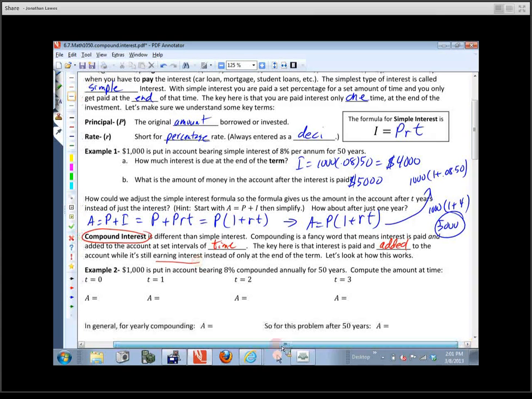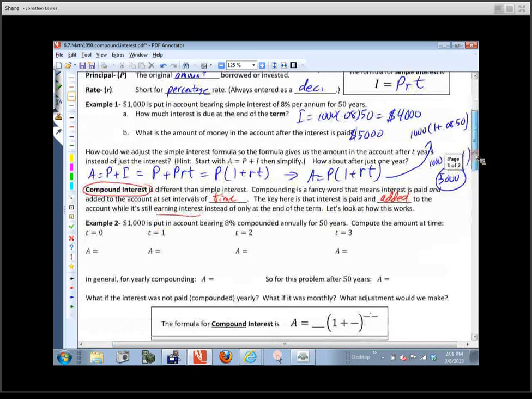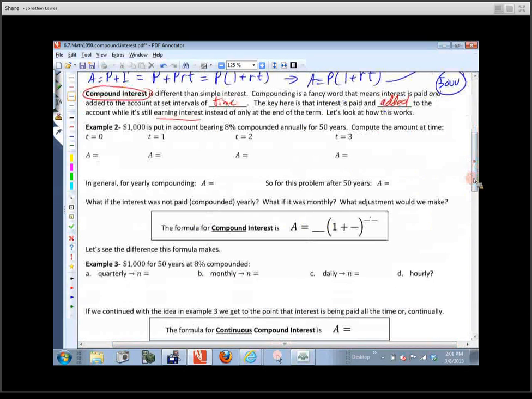So let's take a look at this next example here. You'll want to grab your calculator in just a second. First couple we can do no problem. Okay, this says put $1,000 in an account bearing 8% compounded annually for 50 years. Okay, the key here is compounded annually, once per year. Compounded means they pay interest. Annually means once per year. So they're going to pay interest, put it in our account, add it to our account once every year.